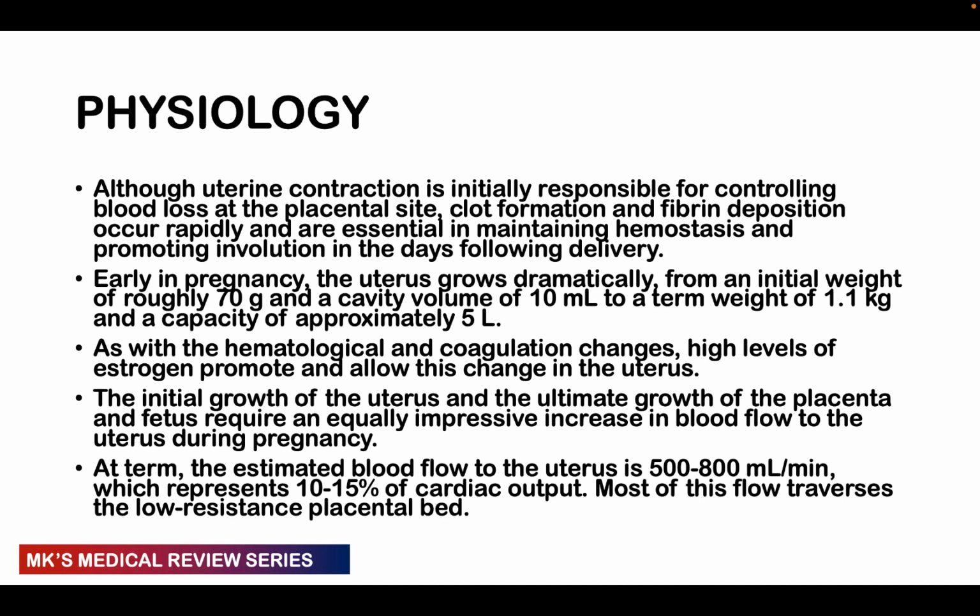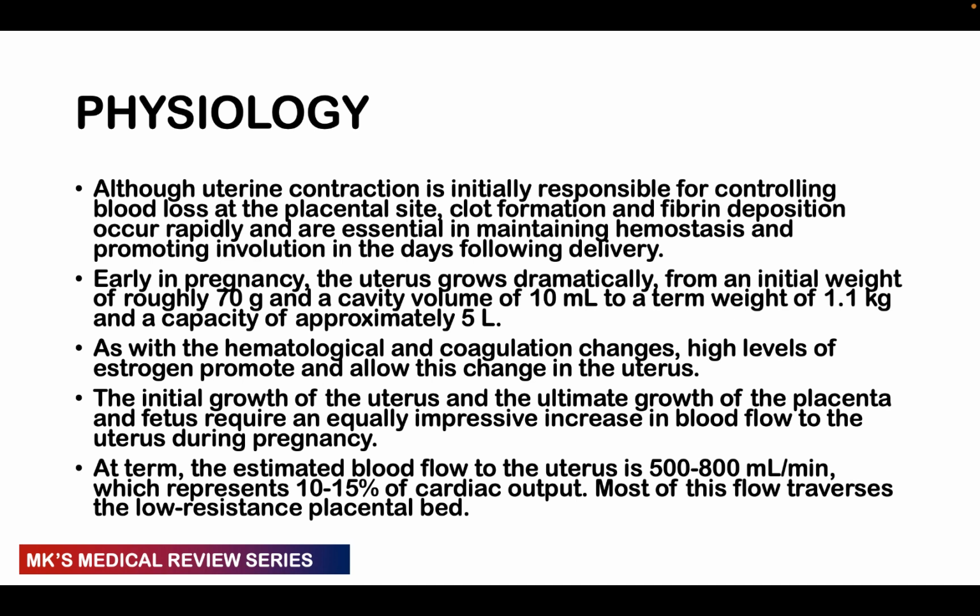Remember that in pregnancy, the uterus grows dramatically from an initial weight of roughly 70 grams and a capacity of about 10 mils to a term weight of about 1.1 kg and a capacity of about 5 liters. You also get changes in the hematological as well as coagulation system. You get high levels of estrogen that are going to be promoting and allowing changes in the uterus.